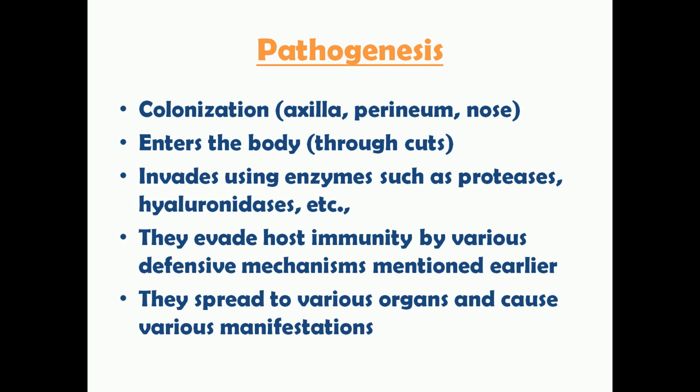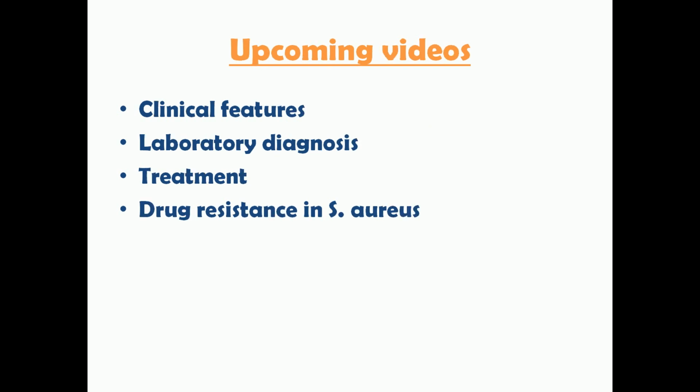So they evade the host immunity by various defensive mechanisms, as I mentioned earlier, such as by producing various toxins, and they also have substances like protein A, microcapsule, etc., which are useful in defense against human immunity. And by doing so, they spread to various organs, and they cause various manifestations such as skin and soft tissue infections, respiratory tract infections, urinary tract infections, bone infections such as osteomyelitis, etc. And they have a wide variety of manifestations. In our upcoming videos, we'll be talking about the clinical features, laboratory diagnosis, treatment, and a very important topic known as drug resistance in Staphylococcus aureus. Stay tuned to get the videos.